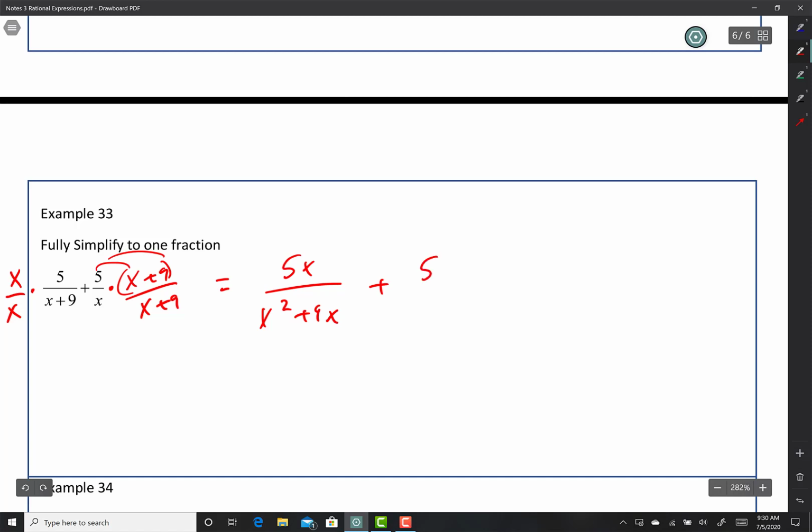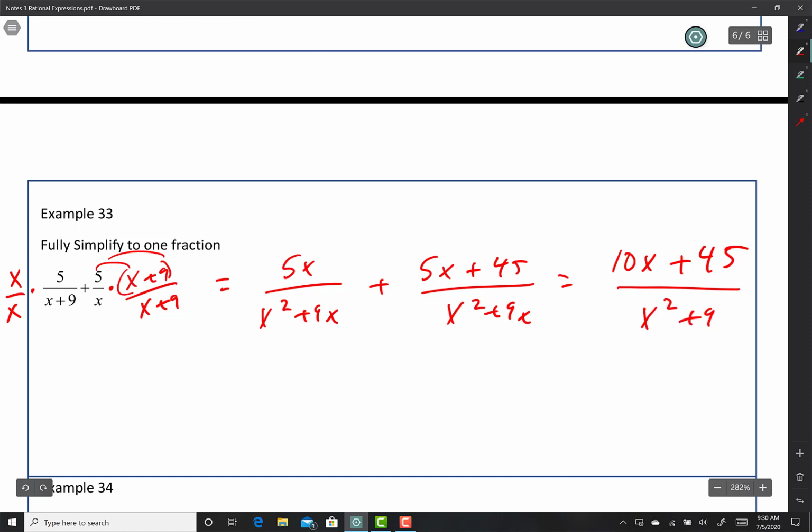5 times x is a 5x. 5 times 9 is a 45. And then over x squared plus 9x. I don't see anything saying to have it in factored form. It just says to fully simplify into one fraction. So 5x plus 5x is a 10x. So 10x plus 45 over x squared plus 9x. And there it is, guys.